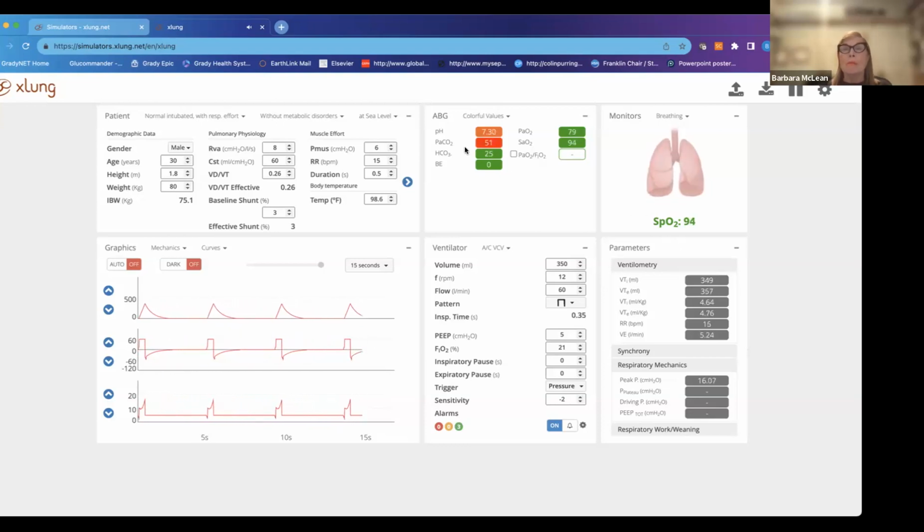CO2. So now I'm looking at the patient. I didn't even do anything to him. He's retaining CO2 and his pH has dropped. So what I'm going to do is go up on his respiratory rate. And I'll probably also go up on his tidal volume just a little bit. So I'm going to breathe him just a tiny bit faster.